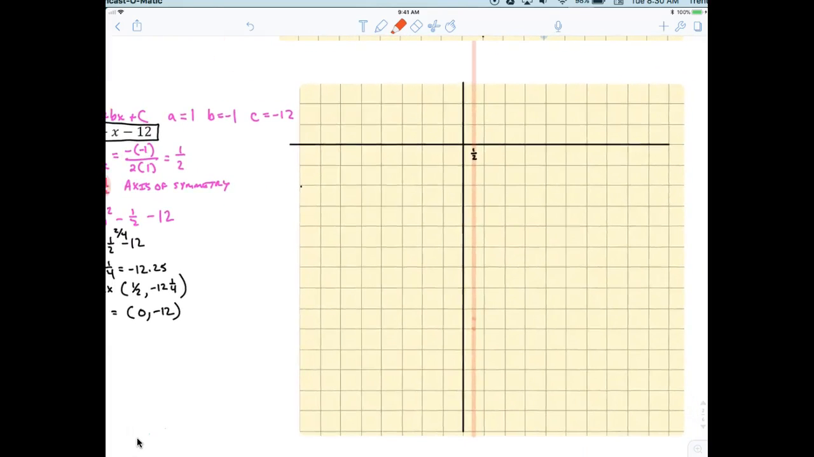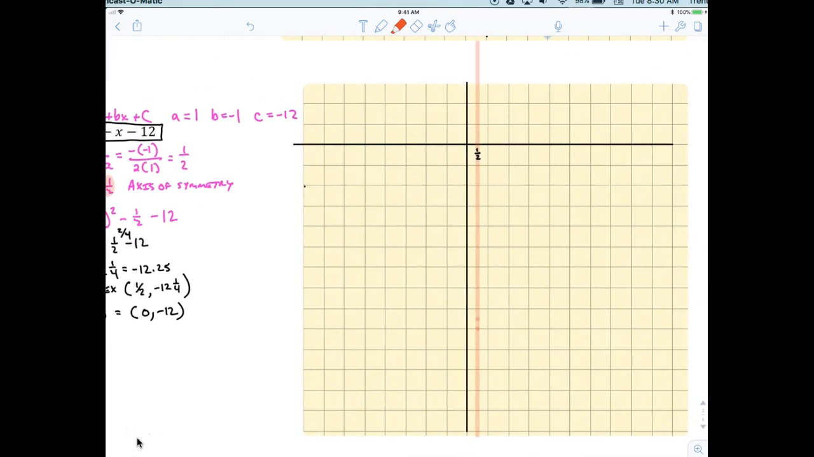All right, now what we're going to do is we're going to count down 12 1/4. 1, 2, 3, 4, 5, 6, 7, 8, 9, 10, 11, 12, and a little bit. So I think that would be the vertex. Does everybody agree with that? Something like that.